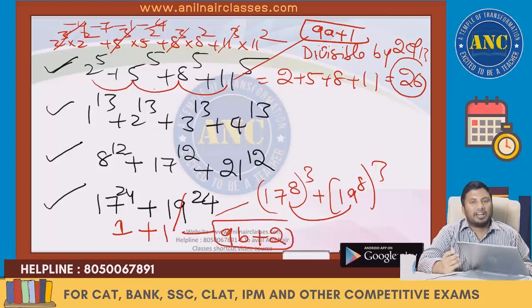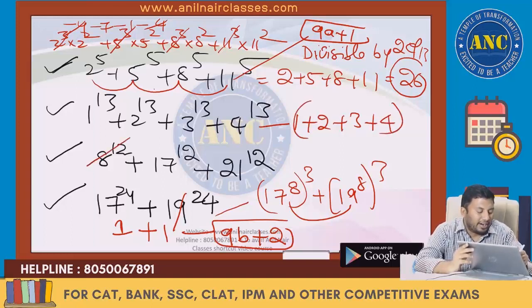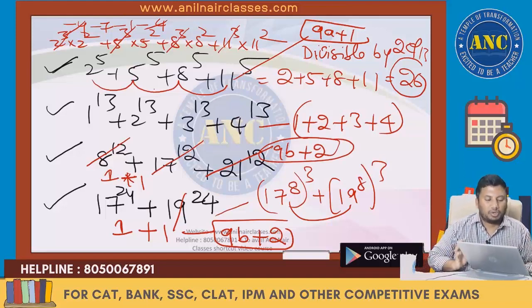Just by looking at a question itself, you will get the logic. This is divisible by 1 plus 2 plus 3 plus 4. These also, 8 divided by 9, it is 1. 3 power any number starting from 3 is divisible. This is 9b plus 2. I hope this logic is clear to you.